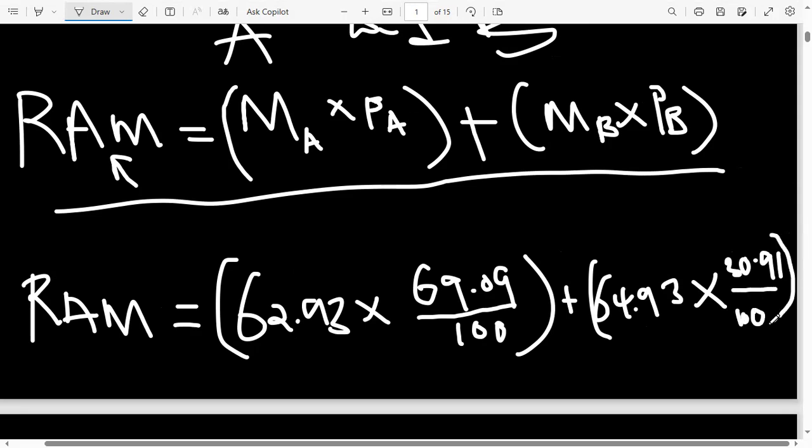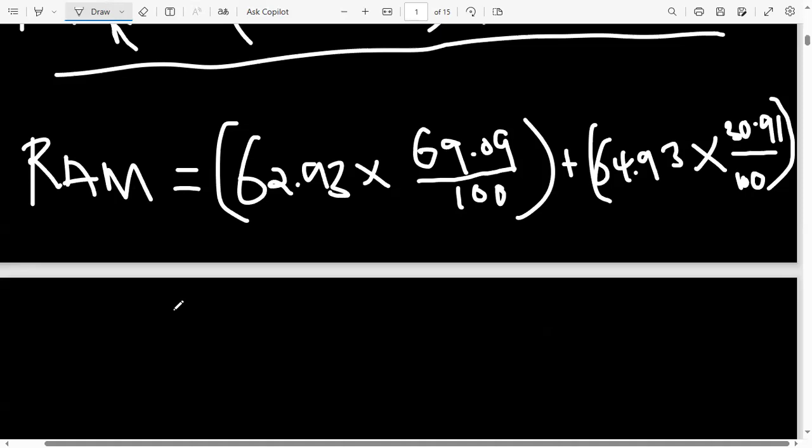100. Okay, so you just get your calculator and we try to punch these values to see what we're going to get. So you'll be counter-checking with me. My calculator may be wrong. Okay, so I have 62.93 multiplied by 69.09, and then I'm dividing it by 100. So what am I going to find there?